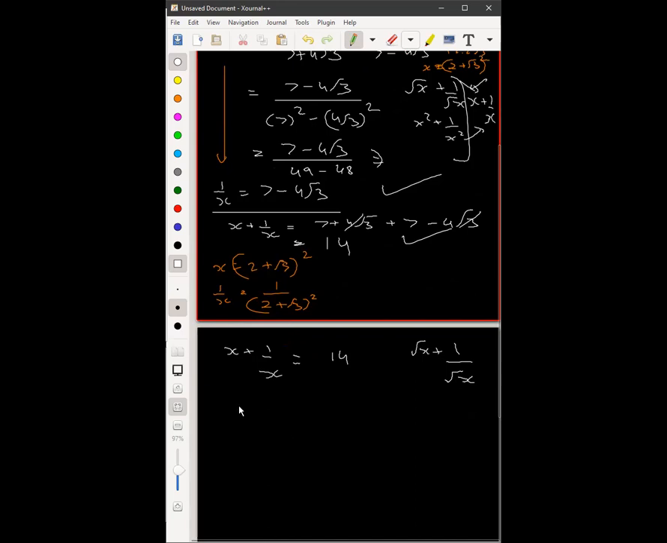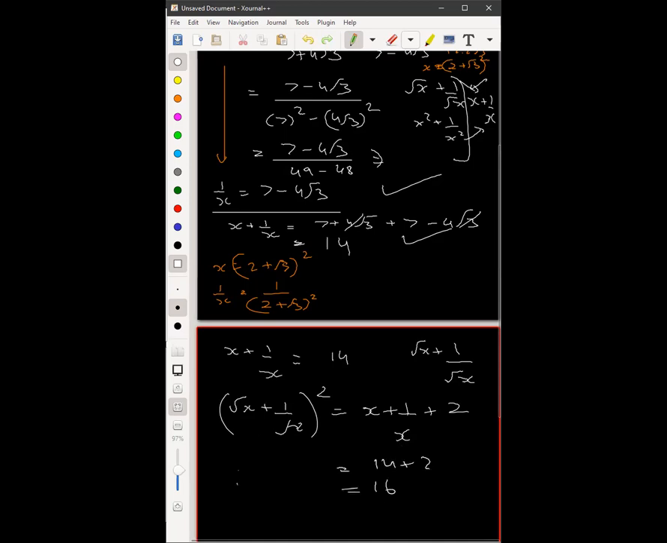Yes, sir. So we will now use the identity that root x plus 1 upon root x, the whole squared, gives root x squared, which is x, plus 1 upon x plus 2. Everybody figured this out? Because root x the whole thing squared will be x, and 1 upon root x the whole squared will be 1 upon x, plus 2, because the root x terms get cancelled out. Which is again 14 plus 2, which is 16.